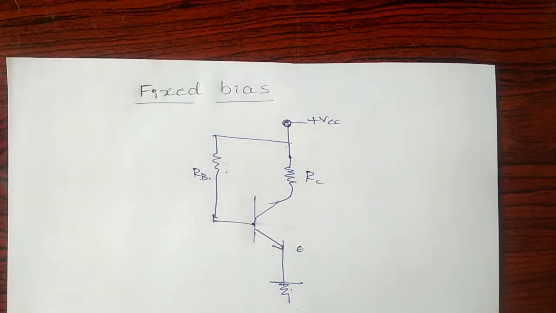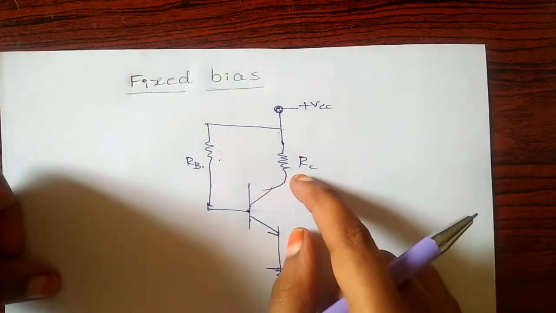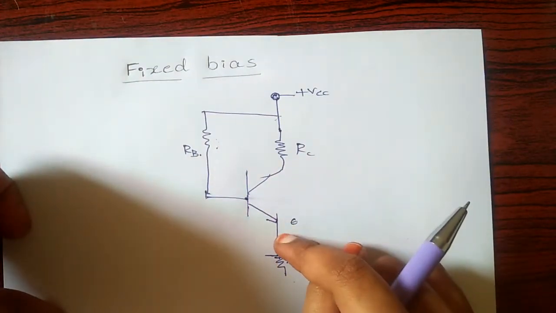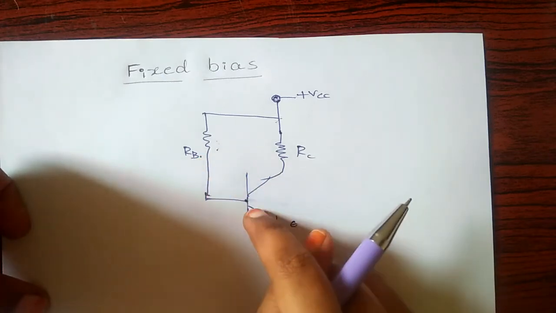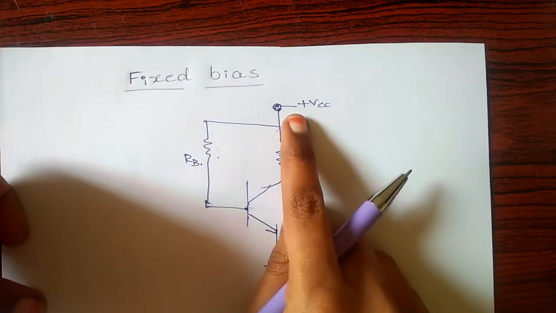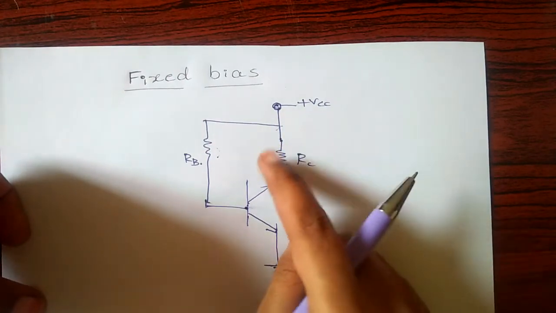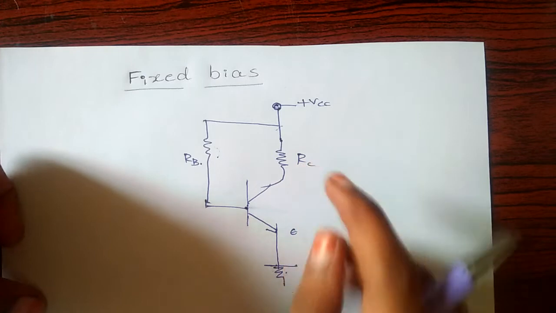Today in this video, let's look at fixed bias and its drawbacks. So we have a transistor here where its emitter is connected to ground, and we have an RB resistor that is connected between the base and plus VCC voltage, and we have the collector resistor.